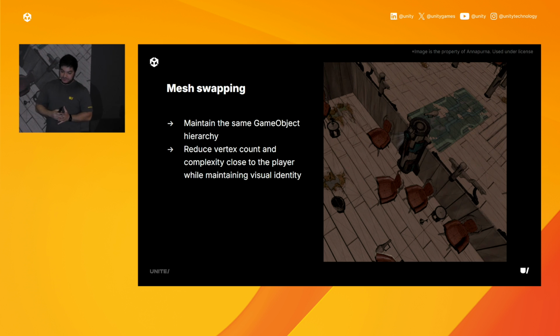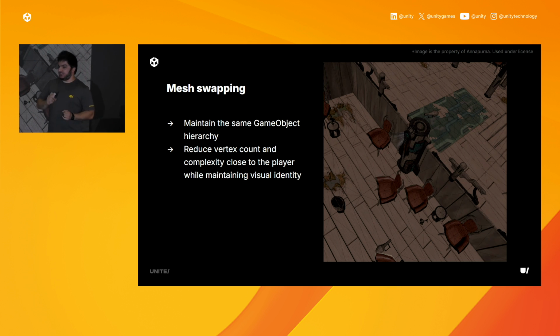The next step in the reduction pipeline that I want to talk about is the mesh swapping. One important thing to note here is that our objective was to primarily reduce memory usage, but also we had some GPU gains with this. Our main objective was to reduce vertex count close to the player. So what I mean by that is essentially think about it as LOD 0 optimization.